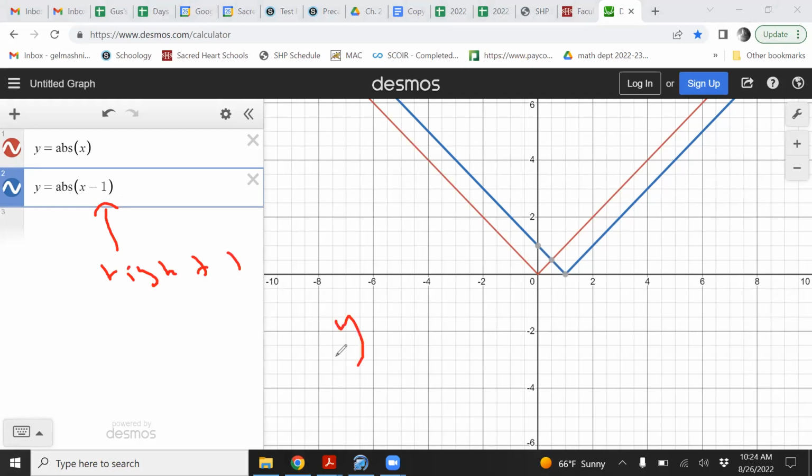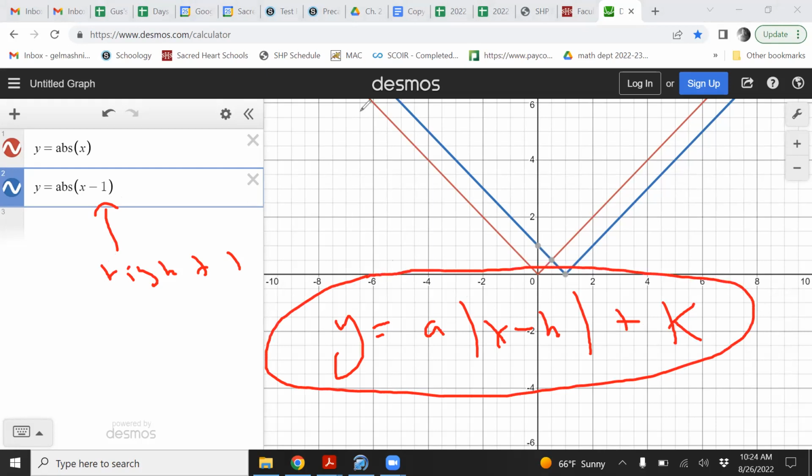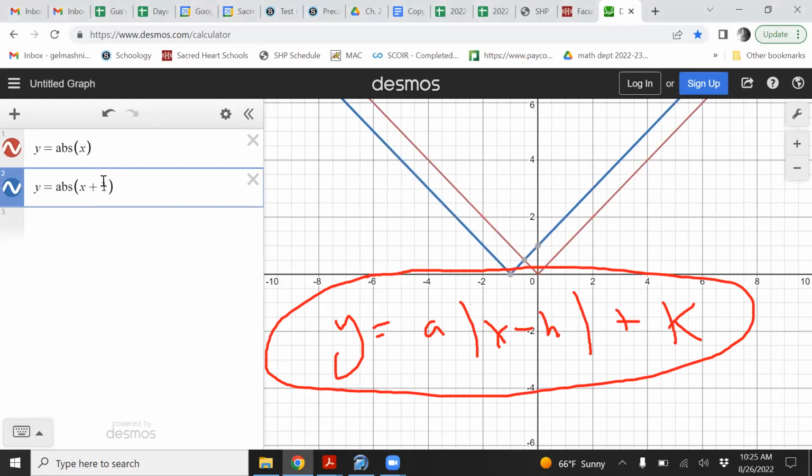So generally speaking, we tend to write absolute value graphs like this. And this is something we're going to do a lot this year. You should write it down. If it was x plus 1, it would go left 1. Yeah, if I put +1, see I went left 1. The reason it goes left 1 is that I'm trying to get to 0, so I have to put -1 and get to 0.